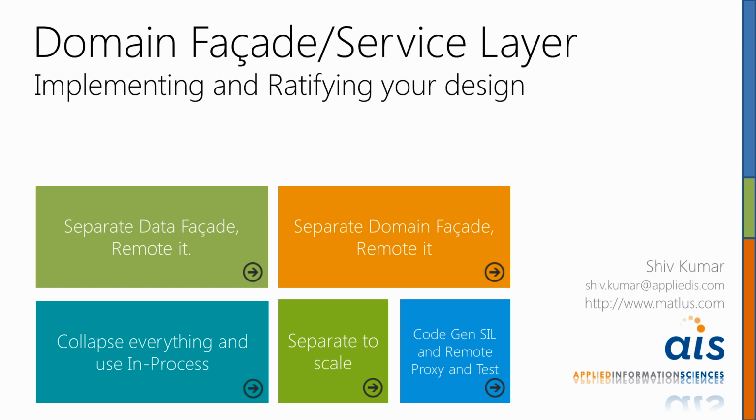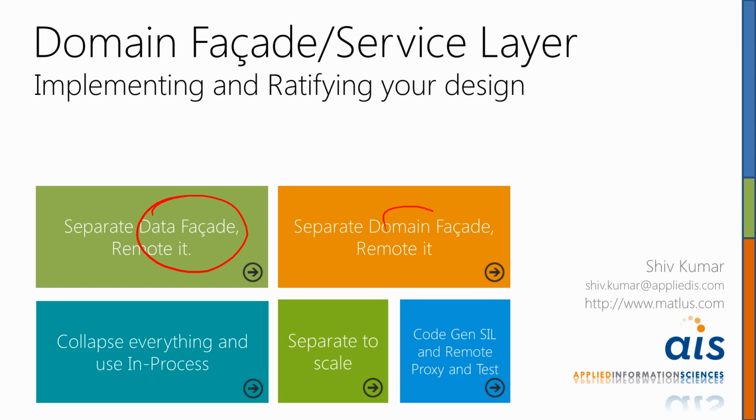Okay, so implementing and ratifying your design. In other words, how do you know you're doing the right thing? How do you know that your design, and therefore from that point the implementation, is true to the design or true to the design pattern? So there's a few ways you can ratify your design. Can you separate out your data facade and remote it? In some ways you could just say, can I separate out the data facade from the existing assembly into another assembly? If you can do that, can you then take it further and remote it?